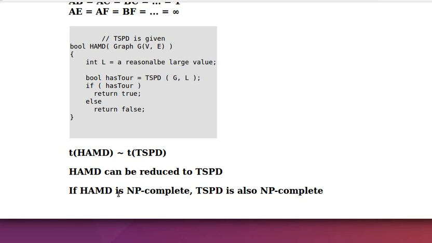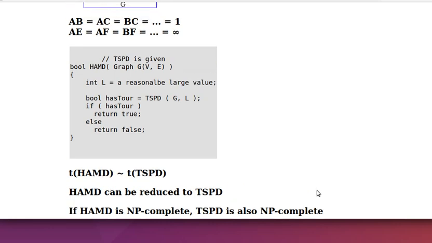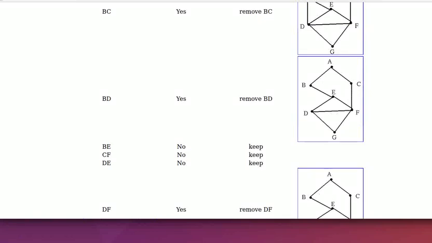Recall that we previously established that TSPD is in NP. Therefore, if HAMD is NP complete, it follows that TSPD is also NP complete. This example illustrates how one can leverage a known NP complete problem to establish the NP completeness of another problem.